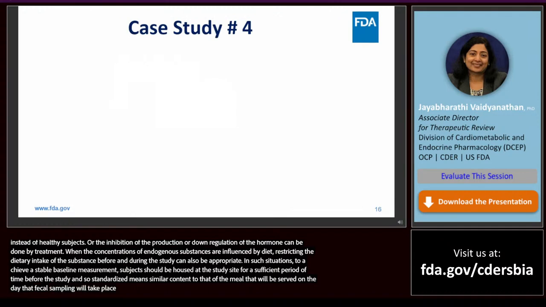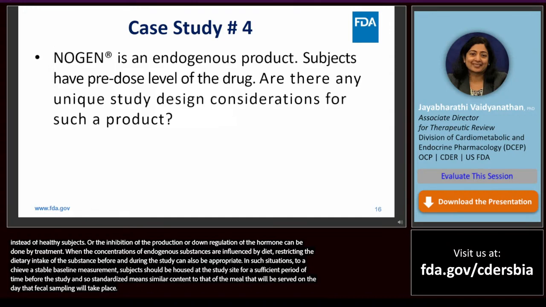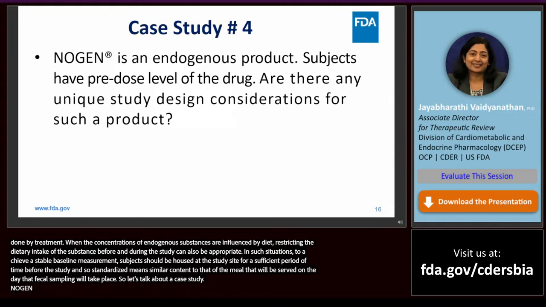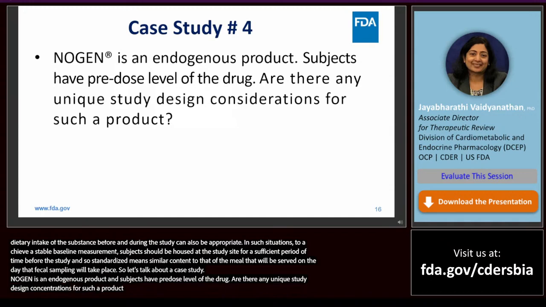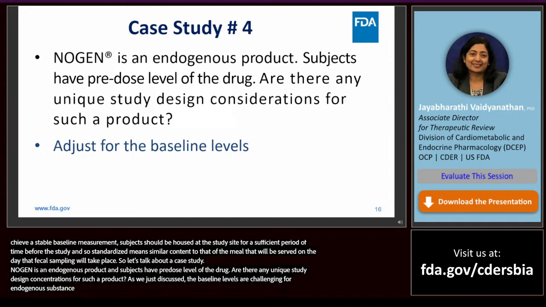So let's talk about a case study. NoGen is an endogenous product and subjects have a pre-dose level of the drug. Are there any unique study design considerations for such a product? As we just discussed, the baseline levels are challenging for endogenous substances. Therefore, the main consideration for a BA study in this case would be adjustment for the baseline levels.